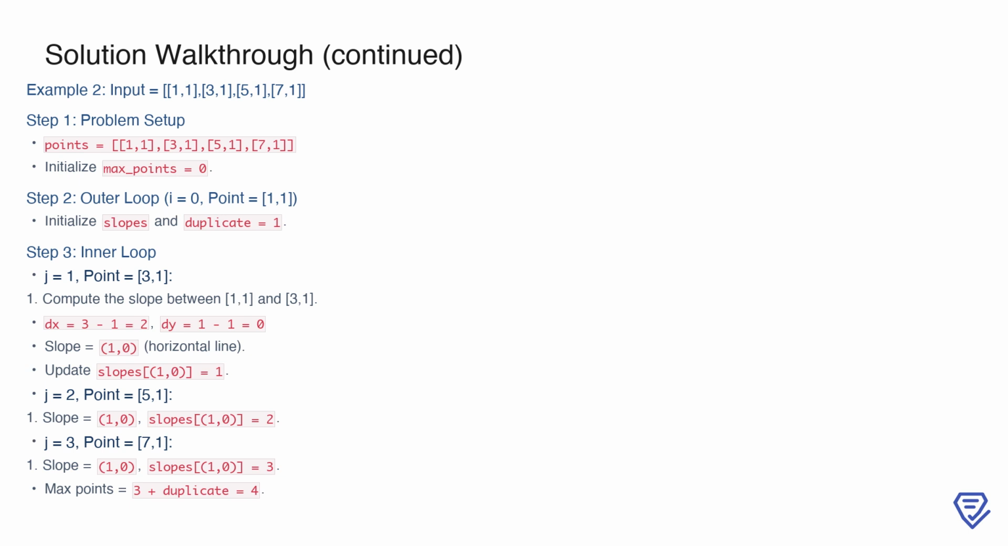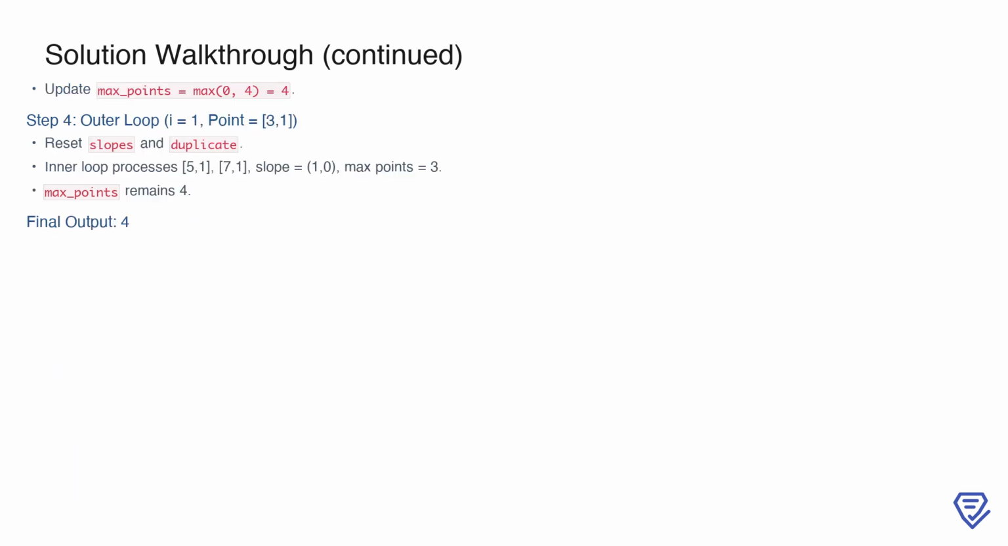count to 2. Finally, comparing 1 1 with 7 1, the slope remains 1 0, and its count increases to 3. Adding the duplicate point, the total points for this slope become 3 plus duplicate, which equals 4. At this point, we update max_points to the maximum of its current value and the points calculated for the slope 1 0, which gives max_points equals 4. Next, we proceed to the second point, 3 1, in the outer loop, resetting slopes and duplicate as before.